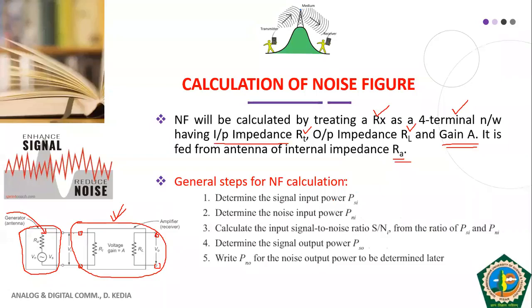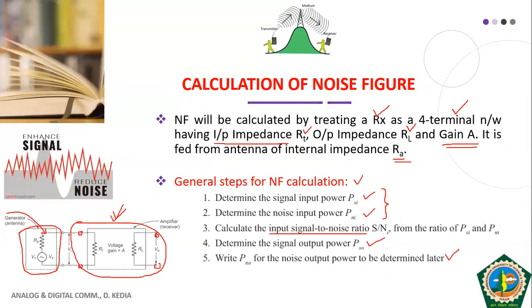Now, what are the steps for this noise figure calculation? Very simple. We have to determine the input signal power and the input noise power. From these two, we will obtain the signal to noise ratio at the input. Then we determine the output signal power. Then we have the output noise power.